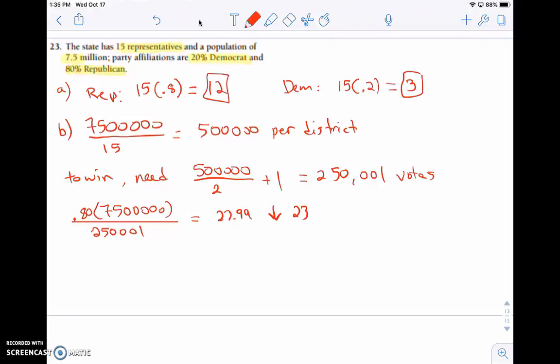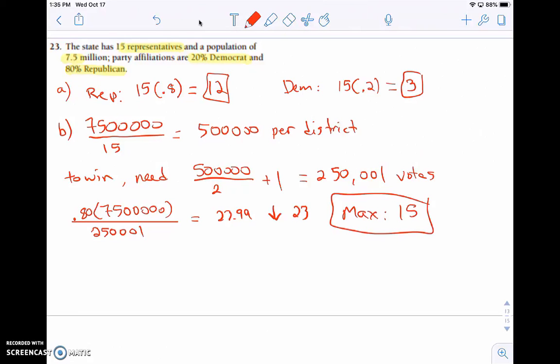So there's potential that they could win a distribution here where they could have 23 different districts with 250,001. Well, we only have a maximum of 15 representatives, so the max here is going to be all 15. There's a possibility for these to be drawn so that they win all 15 districts.